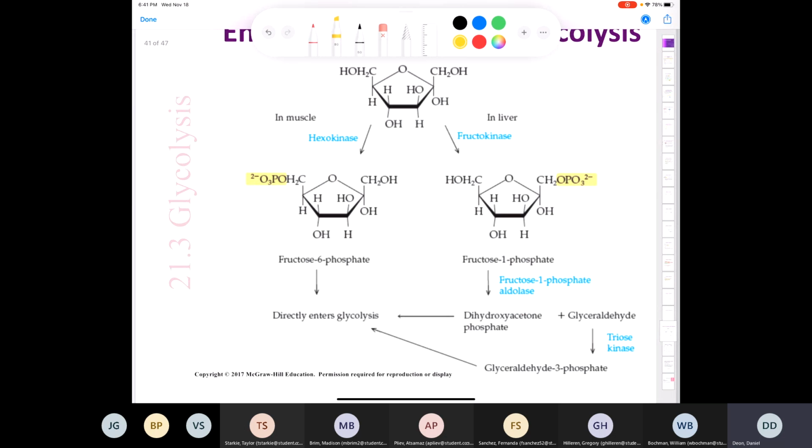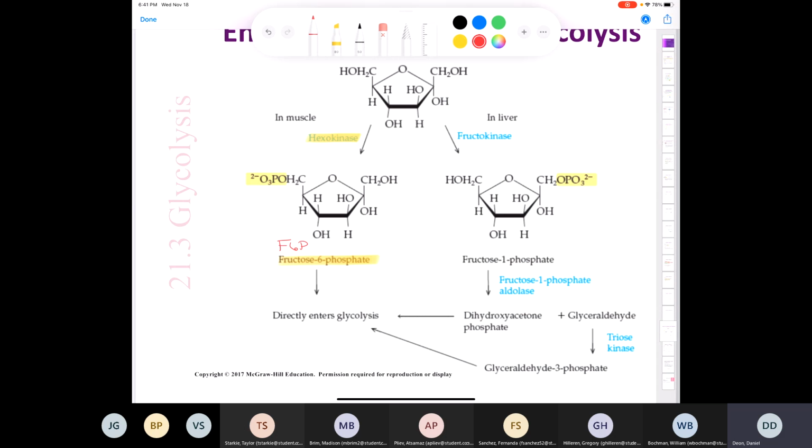This is just a cartoon showing that, depending on where it is. Okay, let's take a look. A picture's worth 1,000 words. We have our fructose molecule right here. It's being acted upon in the muscle by hexokinase. It makes F6P, fructose 6-phosphate. Again, that was an intermediate that we saw in glycolysis.